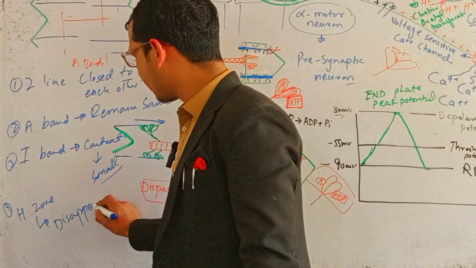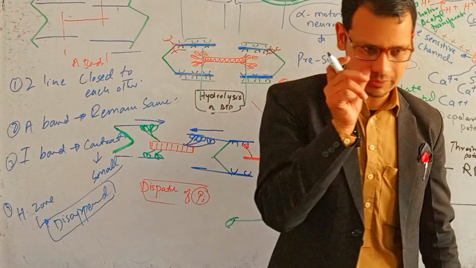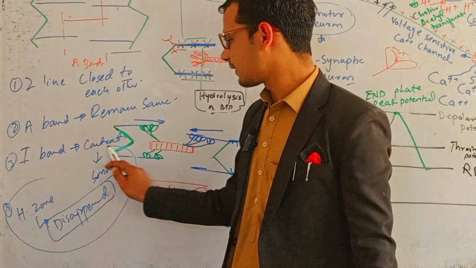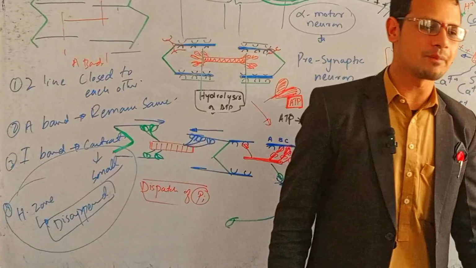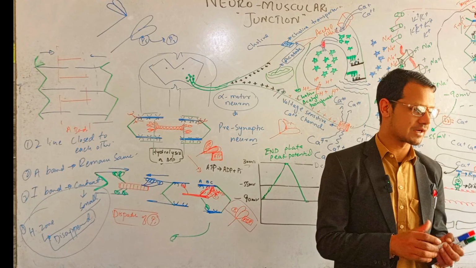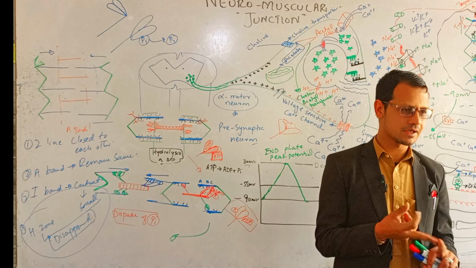Most of your papers have this question in the MCQs: what happens to the H zone in muscle contraction? The four options are remain same, contract, increases, disappear.